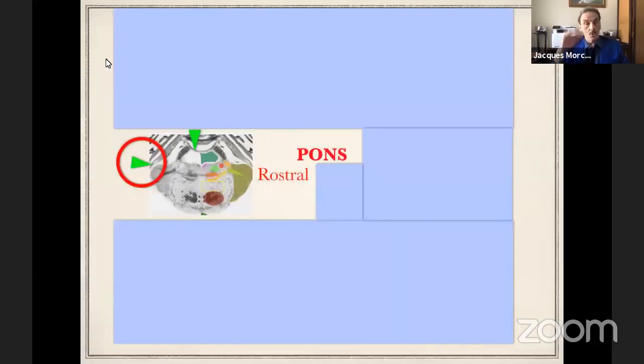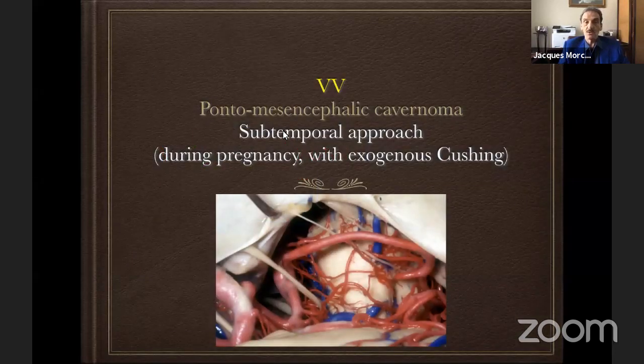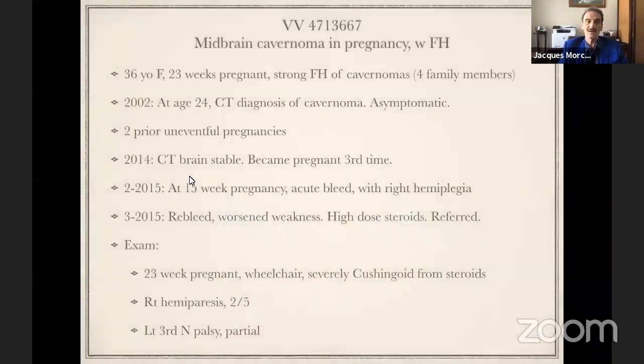Pons. Let me show you an example of a rostral pons lesion. In this case, it's a pontomesencephalic cavernoma. I'm going to use a subtemporal approach. What makes this case difficult is that this was during pregnancy, and she had Cushing, not Cushing disease. The doctors treating her kept giving her steroids and they gave her exogenous Cushing syndrome. You will see what I mean.